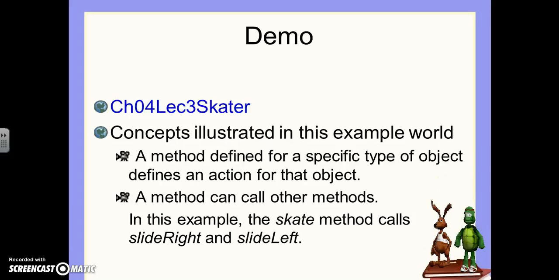All right, so the concepts illustrated in this example: we can see a method is defined for a specific type of object. It's also going to define an action for that object. And then also we create a method that we can call other methods. In this example, we have created skate, slide left, and slide right.